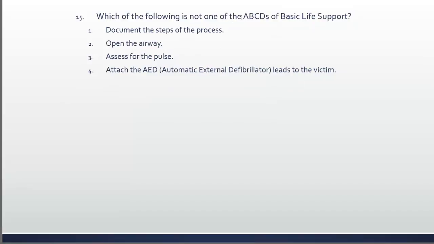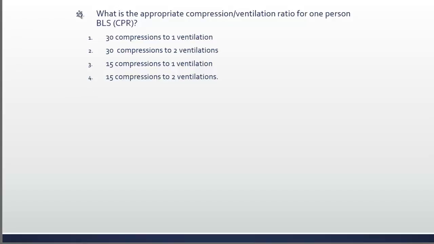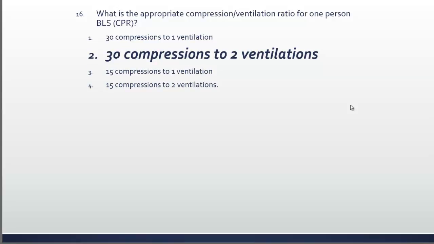Which of the following is not one of the ABCDs of basic life support? A, airway. B, breathing. C, circulation. D, defibrillator, right? Yeah. You should really, especially these, know them. Read the book. So, it's not document. What is the appropriate compression ventilation ratio for 1 person CPR? 30 compressions to 2 ventilations.